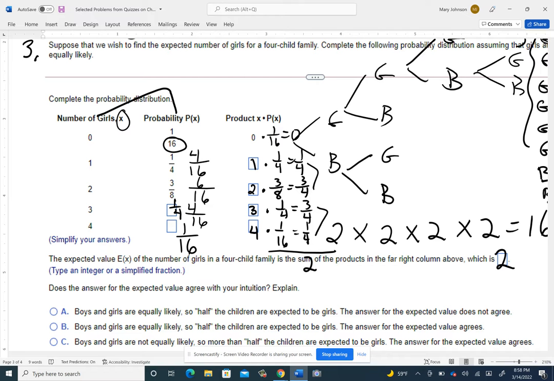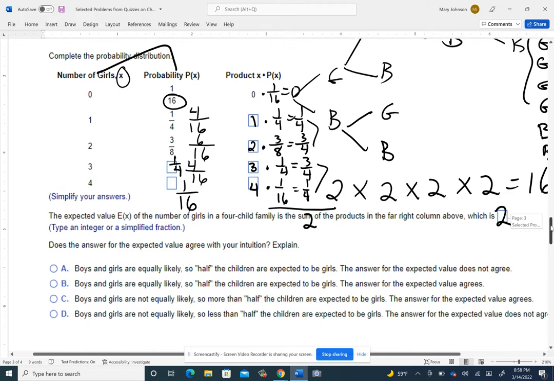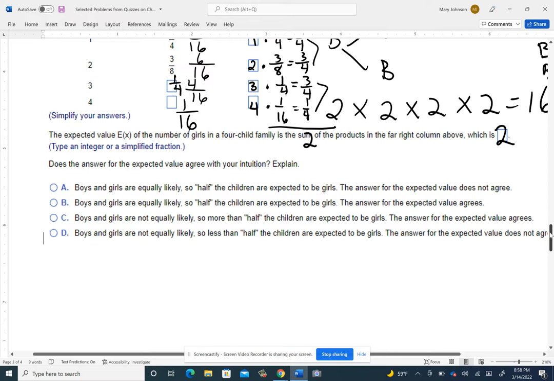Now the question is, if you had 4 children, would it be reasonable to expect 2 girls? Okay. So that's what this second part's getting at. And boys and girls are basically equally likely, so you'd expect half of them to be girls. So I like the way the first sentence sounds on these first 2, like this one's out and this one's out, because boys and girls are basically equally likely. And then, half of 4 would be 2, so the answer for the expected value agrees, so this would be it. Your choice would be B. Okay.